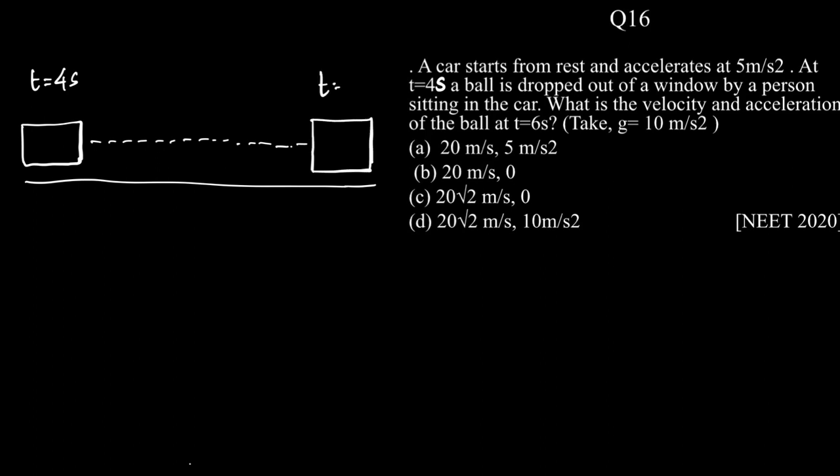Here this is at t is equal to 6 seconds. Okay. Now the car is starting from rest, so we can say that u of car is equal to 0 and a of car is given to be 5 meter per second square.